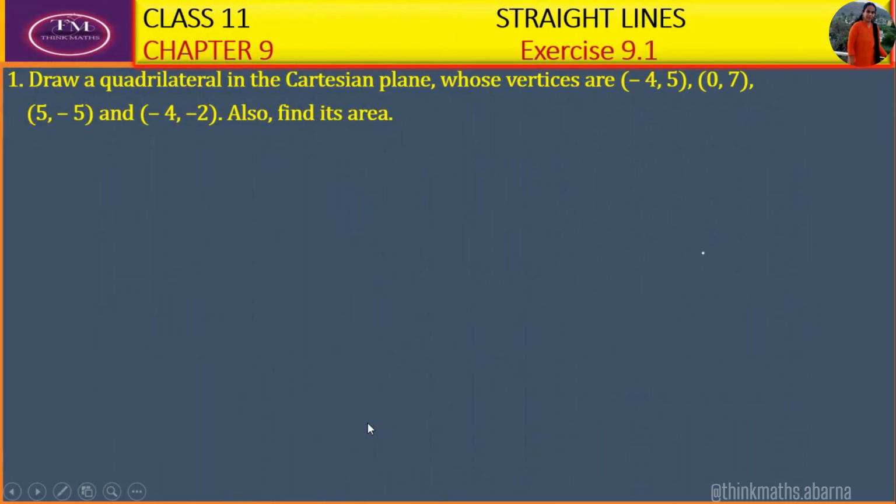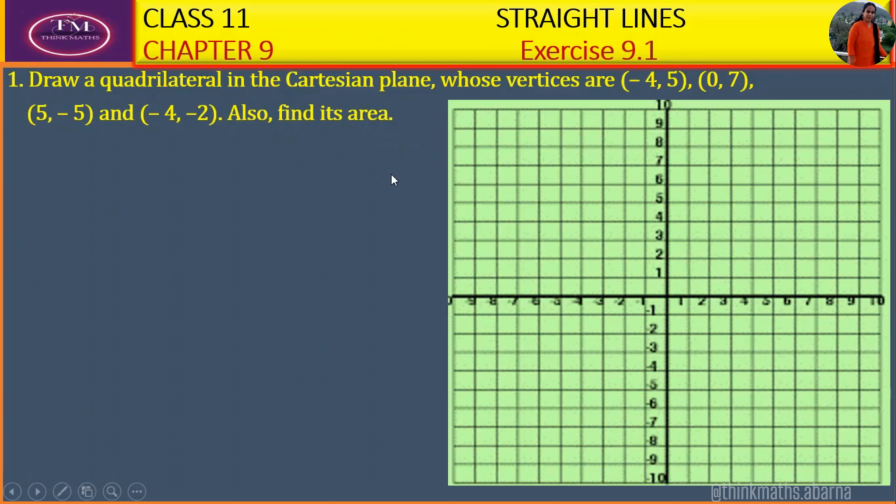First question. Draw a quadrilateral in the Cartesian plane whose vertices are (minus 4, 5), (0, 7), (5, minus 5) and (minus 4, minus 2). Also find its area. We have to draw this in the Cartesian plane. First let us plot the values.